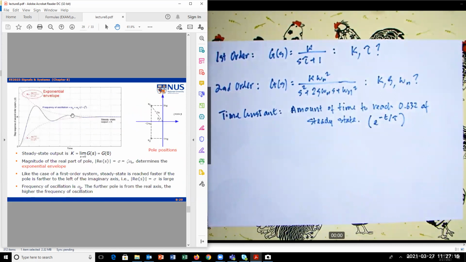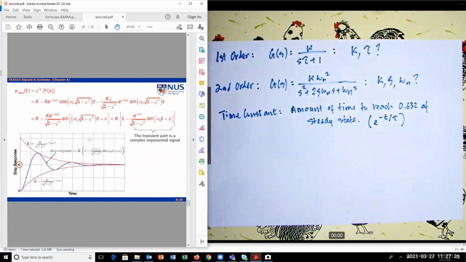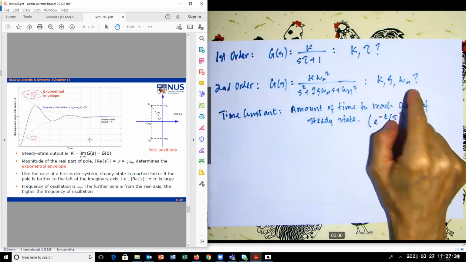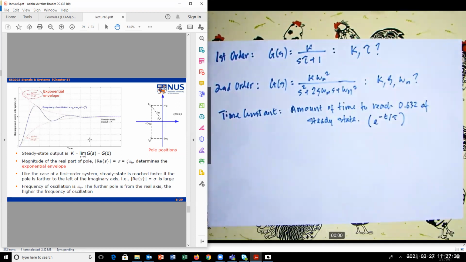All right, so it's summarized under here. It looks like this. In the underdamped case, I'm going to print this out so I can show you the procedure to find K, zeta, and omega. I'm going to revise that. Let me print this out. Just give me a minute.